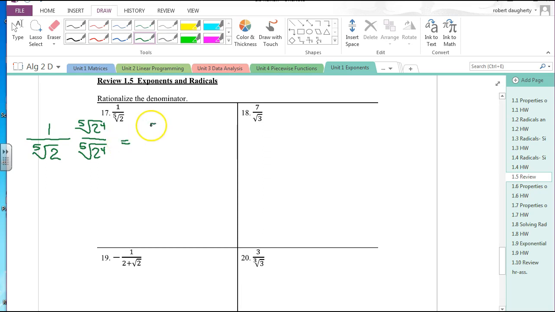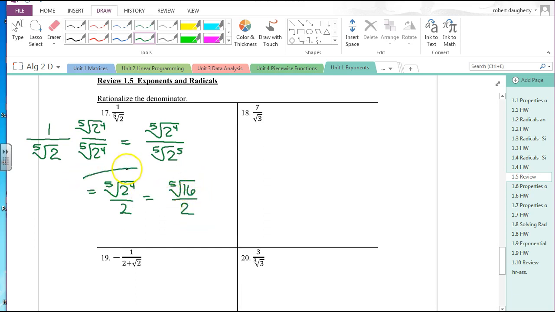So on the top, I get the fifth root of 2 to the fourth. When I multiply the fifth root of 2 times the fifth root of 2 to the fourth, I get the fifth root of 2 to the fifth. The fifth root of 2 to the fifth is 2. So this is the fifth root of 2 to the fourth over 2, which is the fifth root of 16 over 2. I think either of those answers would be good, okay?